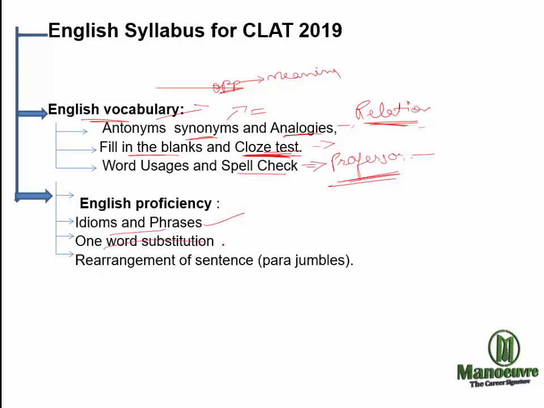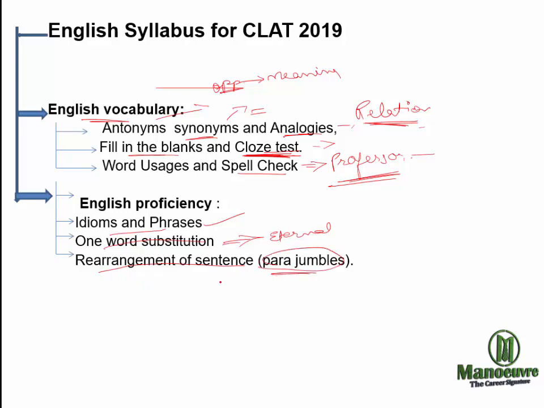Now, one word substitution. You can get something like "which can be eaten," so that is edible. Now, that which lasts forever or is never ending, you can say it is eternal. Last over here is rearrangement of sentences, or parajumbles.